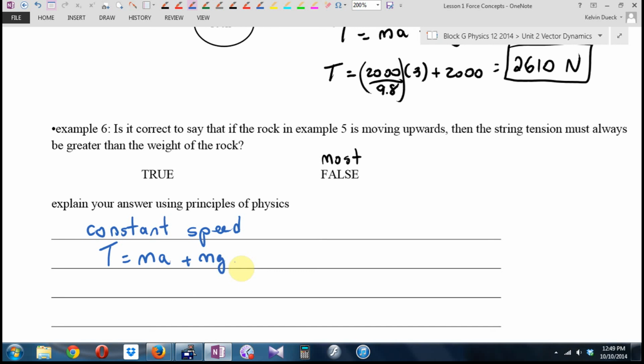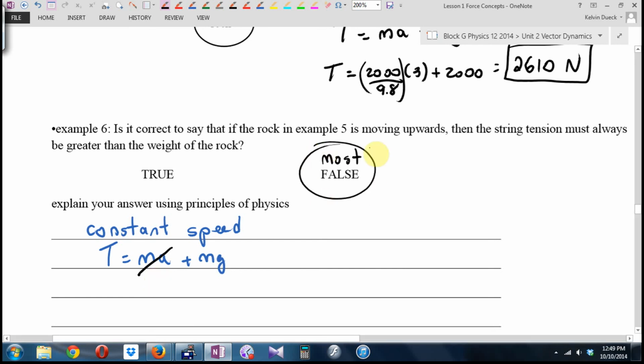Back here, folks. Okay, if we have a constant speed, A is 0, and we have tension equals mg, which means it's not greater than mg. So if we were going up at a constant speed, I can see how we could get it equal to, therefore this statement is false, because this said it must always be greater. Nope, I can make it the same.